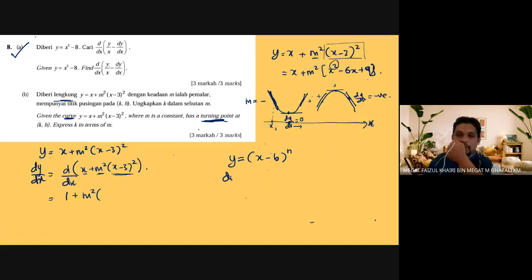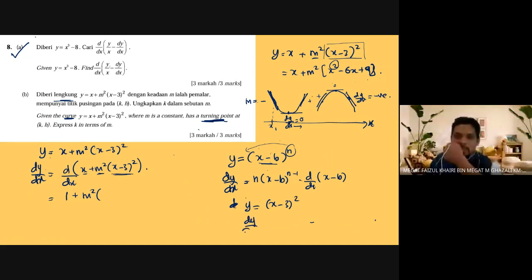Okay, so dy/dx equals, bring out the power n to the front, (x − b) to the power of n − 1. Then it's not just that. The power n times (x − b)^(n−1), and then the derivative of the function inside, x − b. Okay, so again we have y = (x − 3)².